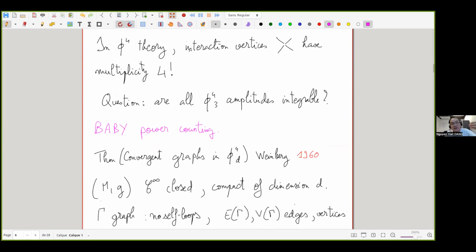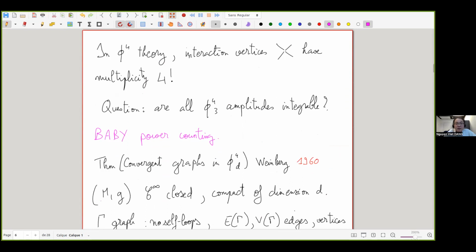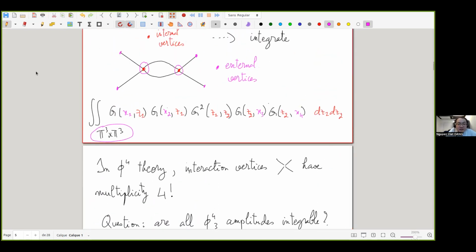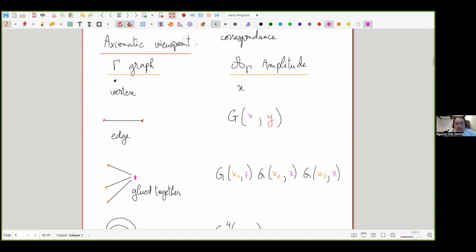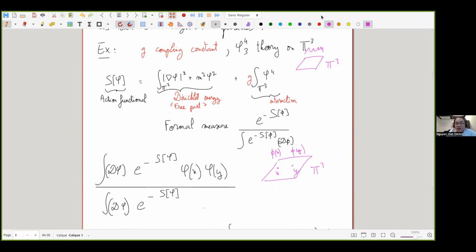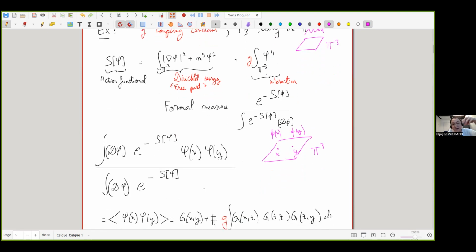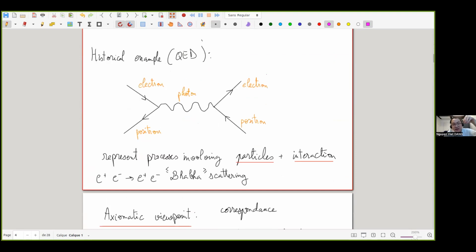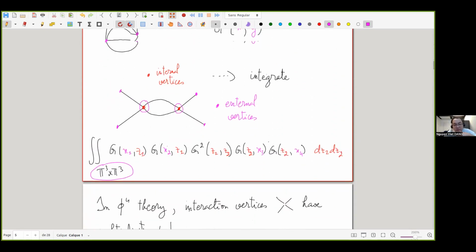Now that I have presented these Feynman rules, in perturbative Phi4 theory all the interaction vertices that appear in your graphs have multiplicity 4. Let me go back to the previous picture. You see, this interaction vertex has multiplicity 4, and this one also. This comes from the phi to the power 4 in the Lagrangian. When we started at the very beginning, the action functional had this interaction term with phi to the power 4, and this dictates the combinatorics of the graphs that you encounter in perturbation theory.